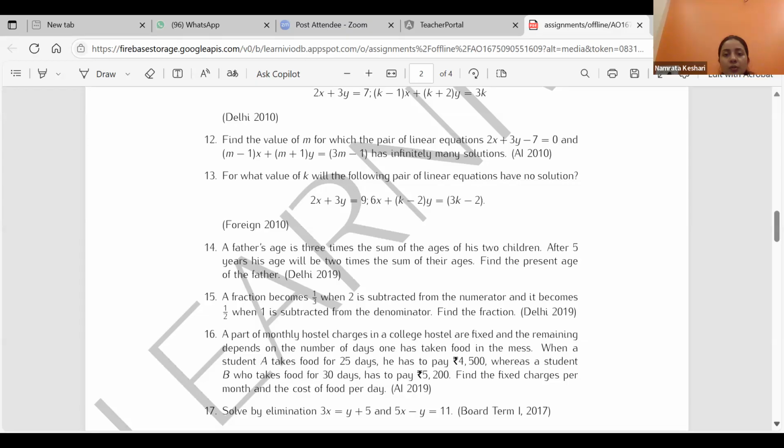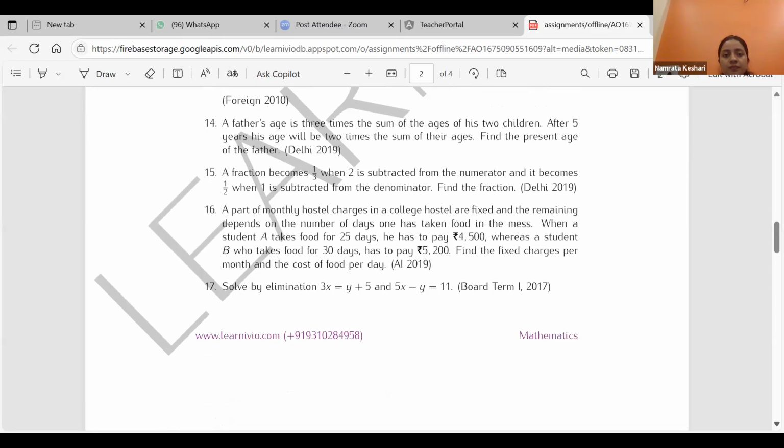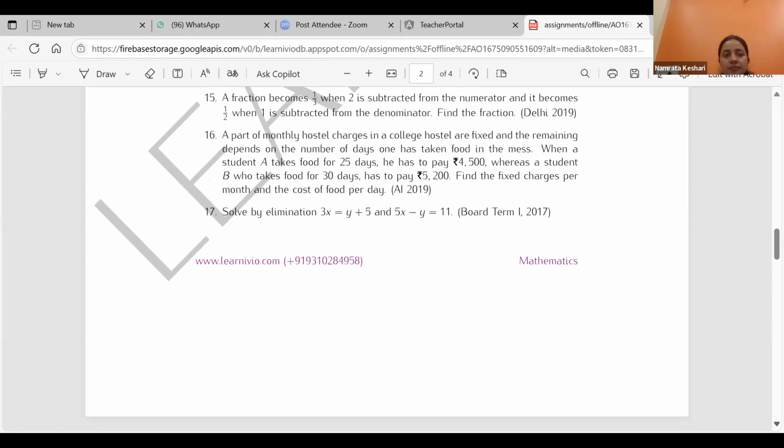Number 14, will you be able to do? Yes, ma'am. 15. Ma'am, 14 and 15, you gave me as homework, I mean assignment. Number 16. Yes, ma'am, I'll try to do. Try it.